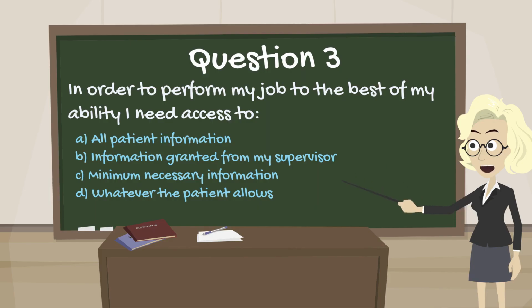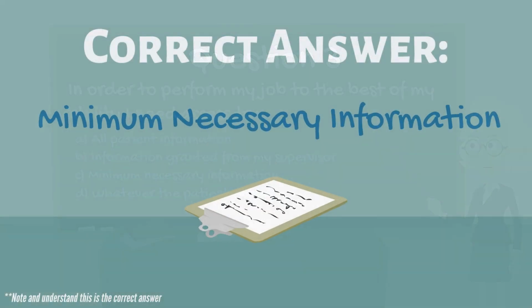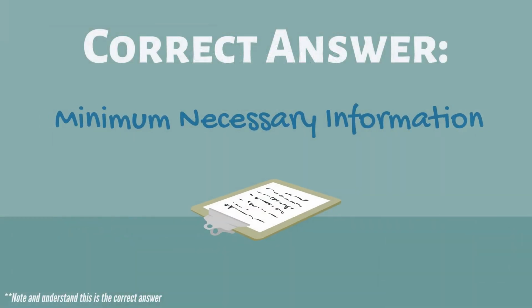In order to perform my job to the best of my ability, I need access to A. All patient information, B. Information granted from my supervisor, C. Minimum necessary information, or D. Whatever the patient allows. The correct answer is minimum necessary information.